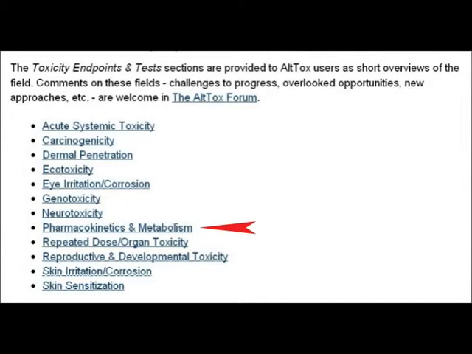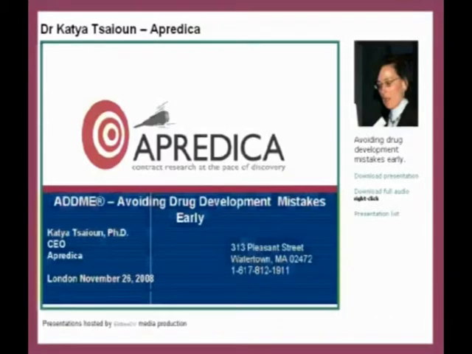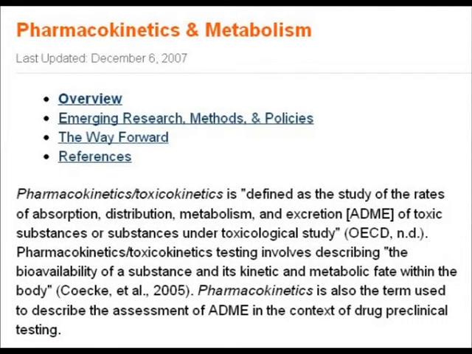In part 1 we will look at a paper Dr. Jill Langley wrote called Replacing Animals in Absorption, Distribution, Metabolism and Excretion Studies, which can be found on the AllTox website. Extracts from Dr. Jill Langley's paper will be intercut with clips from an interview she did with Peter Tatchell in 2007. And in part 2 we will hear from Dr. Ray Greek, Dr. Margaret Clockworthy and Dr. Katia Zayan. These next 4 slides are taken from the AllTox website.